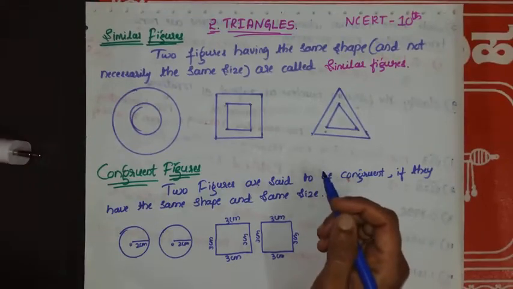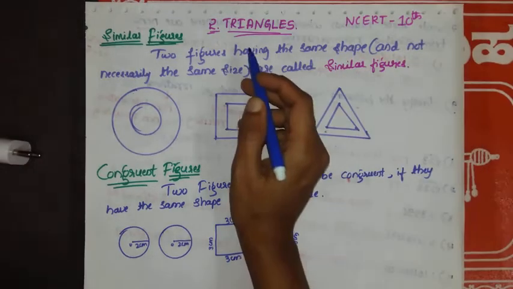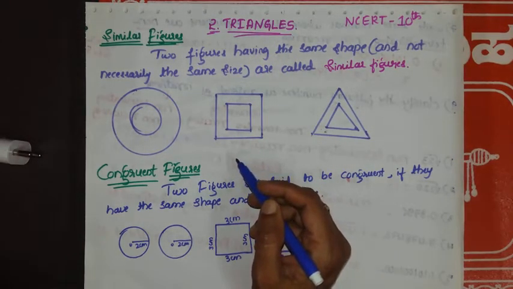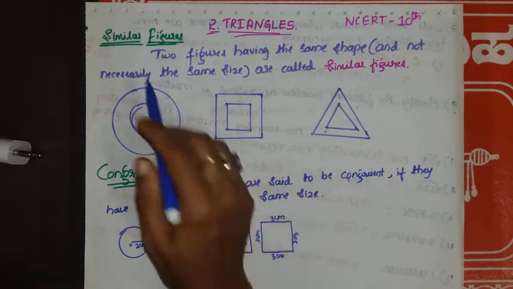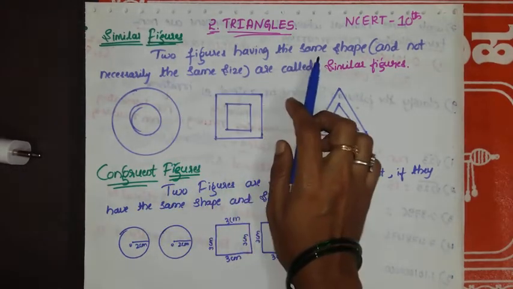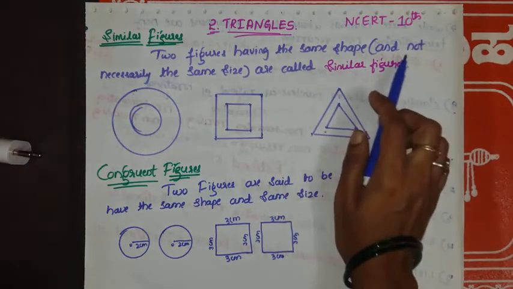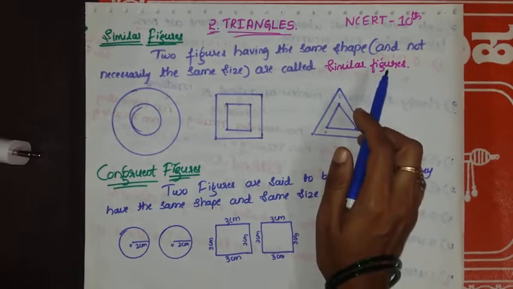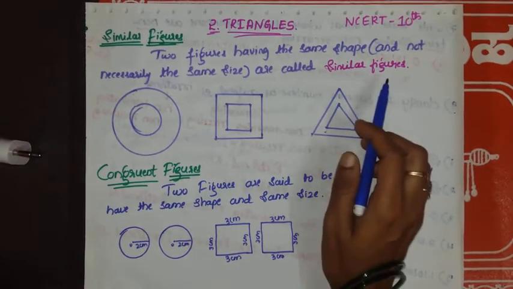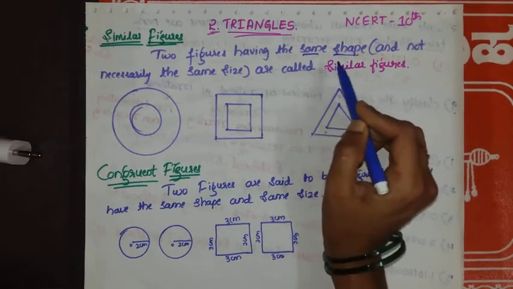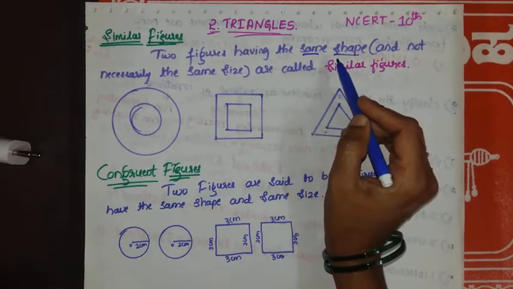Dear students, the next lesson of NCERT 10th is triangles. Here we will learn about similar triangles and congruent triangles. So this is the introduction part. See here, similar figures are nothing but two figures having the same shape and not necessarily the same size. Similar figures are two figures having the same shape, only the same shape. The size may be different.